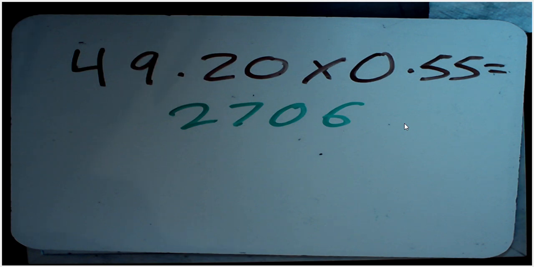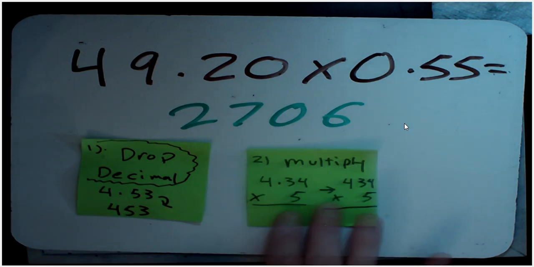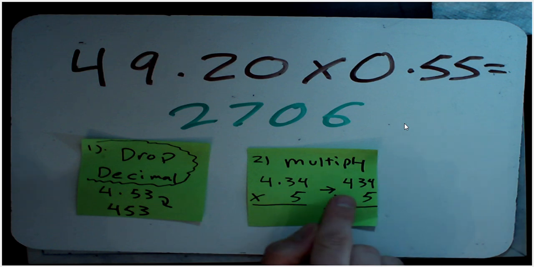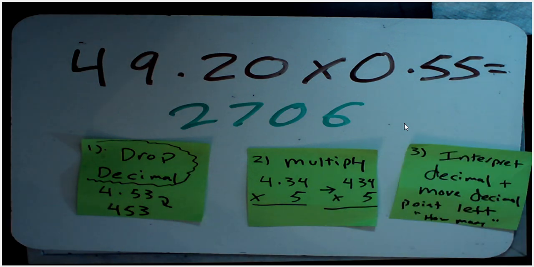If you've learned to estimate when multiplying with decimals, we've done that tried and true strategy that I taught you, where we drop the decimal and multiply without it. So if we had 4.34 times 5, we would do 434 times 5. Then we would move the decimal to the left from the ones place, as many places as you had decimals in your original factors.